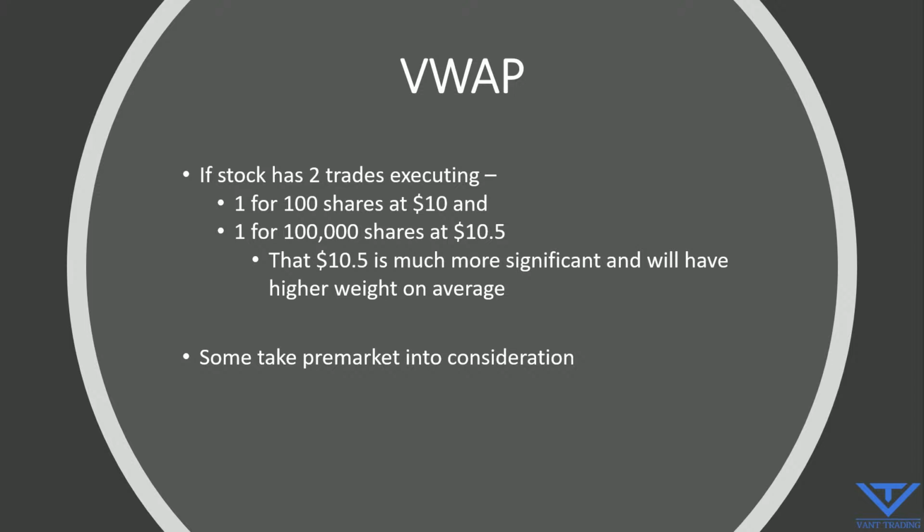If the stock has had 2 trades execute, now obviously a very thinly traded stock, but one trade executed for 100 shares at $10 a share. The other trade executed for 100,000 shares at $10.50 a share. That $10.50 should have more significance and a higher weight on the average than the $10 a share execution because so much more volume was done there. So the VWAP will have much higher weighting on that price, and that will influence the moving average a lot more.